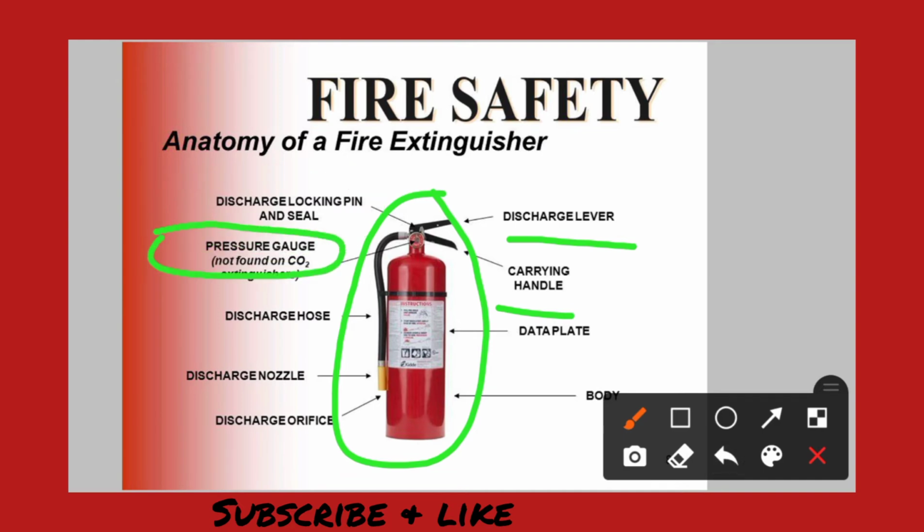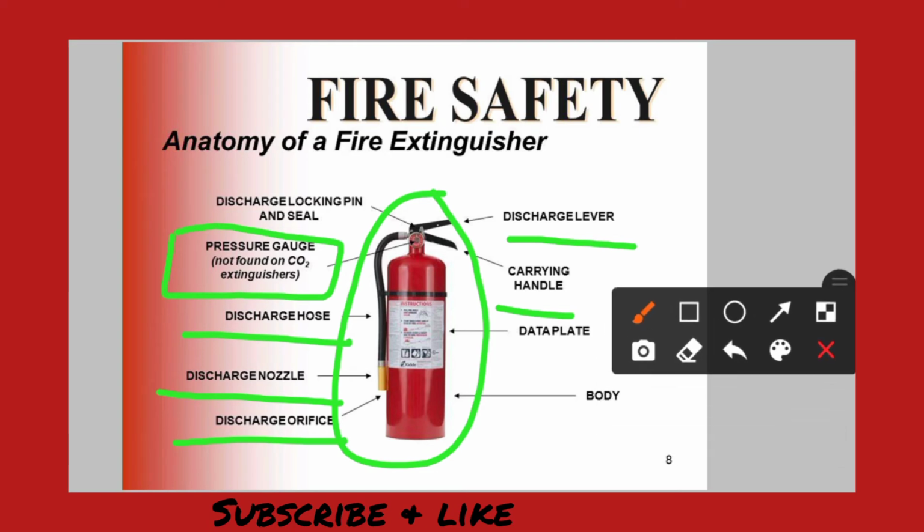This is the pressure gauge. The pressure gauge is used for multiple purposes. First of all, it shows the pressure stored in the extinguisher, but it is also useful during inspection and testing, so it plays a lot of good roles. One more thing to be noticed is that it is not found on a CO2 extinguisher because the gas is already liquefied, and a discharge hose, a discharging nozzle and a discharging orifice are there.